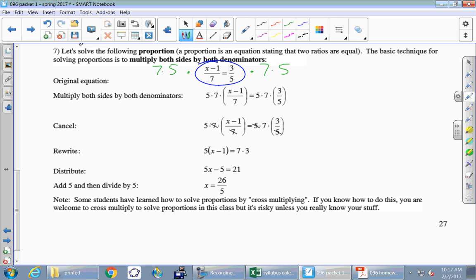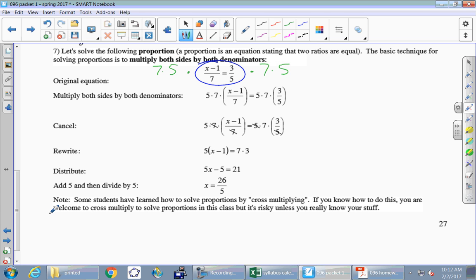Okay? It's not clear that that's a good thing to do, but at least it's legal, right? There shouldn't be any question about the fact that we can do this. All we've done is multiply both sides by 35. But by choosing 7 and 5, both denominators, good things are going to happen.